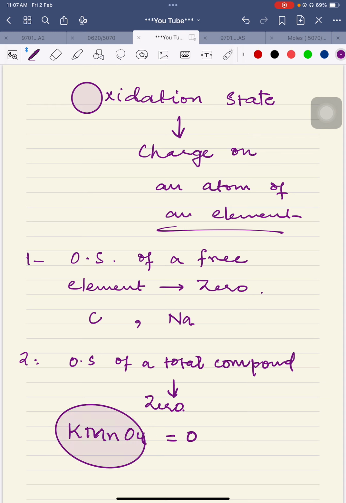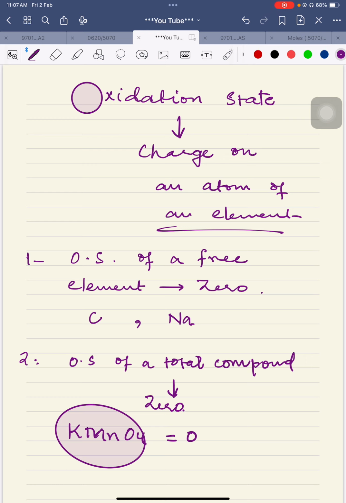Positive and negative partners are combining in such a ratio that they are cancelling each other's charge, and as a result the final charge on the compound is zero. This is the basic thing which you should know: positive and negative partners combine in such a ratio that they cancel each other's effect, and the final compound is zero. Is that okay? So this is how we calculate the oxidation state of the total compound.